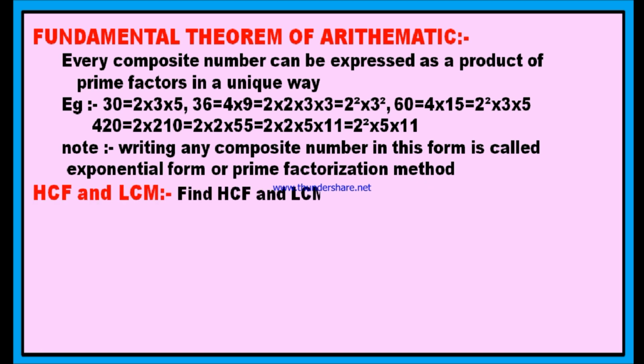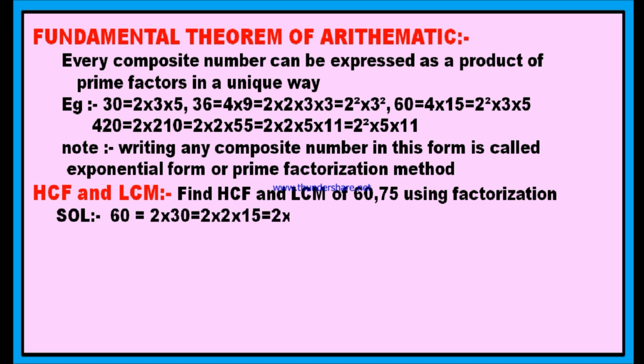The next concept is HCF and LCM. HCF stands for highest common factor, and LCM stands for least common multiple. You came across what HCF and LCM are in your previous classes. Now here is a question. Find HCF and LCM of the numbers 60 and 75 using prime factorization. I shall repeat. Find HCF and LCM of 60 and 75 using prime factorization.